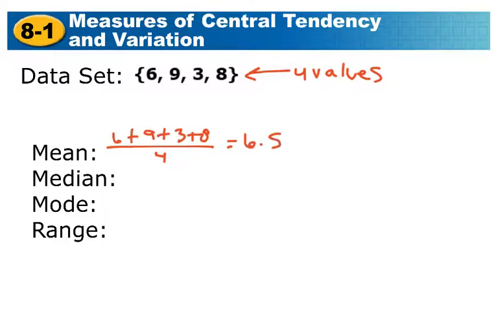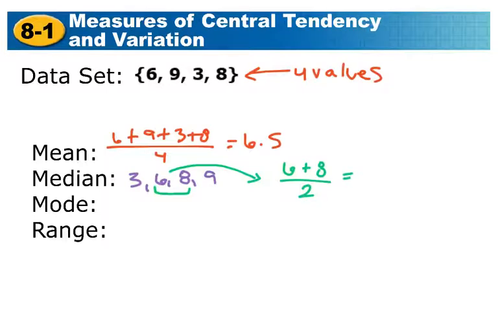Then we have our median, and our median is listing them from least to greatest, so 3, 6, 8, 9, and then finding that middle value. Well, there isn't a middle value because it's between 6 and 8. And so what you do is you take 6 and 8, the two middle values, and average them, or find their mean, and you get 7. So 7 is the median value. If there's an odd set of data, it's going to be actually that middle value, but since it's an even set of data, it is the average.